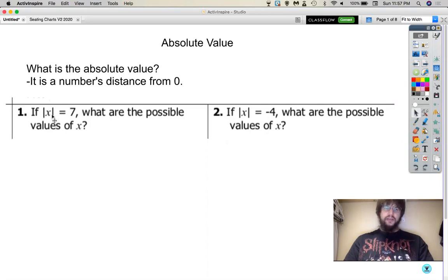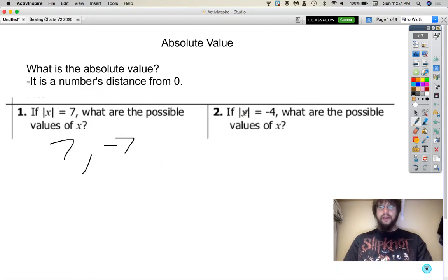So let's think about this. If the absolute value of x is 7, what are the possible values of x? So obviously 7 is 7 units away from 0, but what else is 7 units away from 0? Negative 7. Easy enough. Okay.